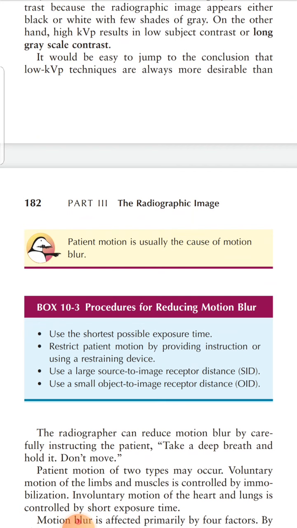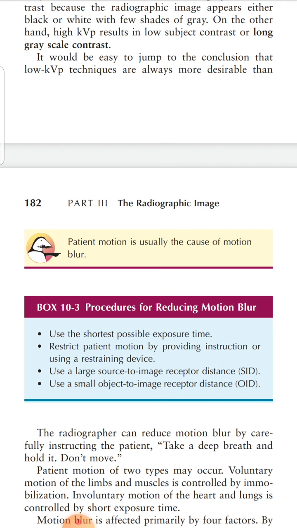Before starting the exam, it's your responsibility to instruct the patient not to move, and also if the patient is not in his or her senses or cannot follow your instructions, then immobilize the limbs of the patient. You can find such devices or straps near the X-ray table, and you can use those straps to immobilize the limbs of the patient to avoid motion, and ultimately you can control the motion blur.